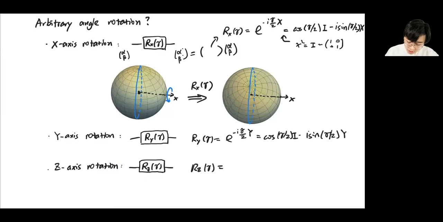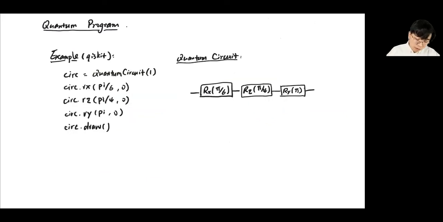And finally, for the z-axis. Again, visually, these gates are simply rotations of the Bloch sphere along different axes. And a quantum program is then just a composition of these rotations. In particular, we can define a quantum program as just a sequence of quantum gates together with classical control flow.